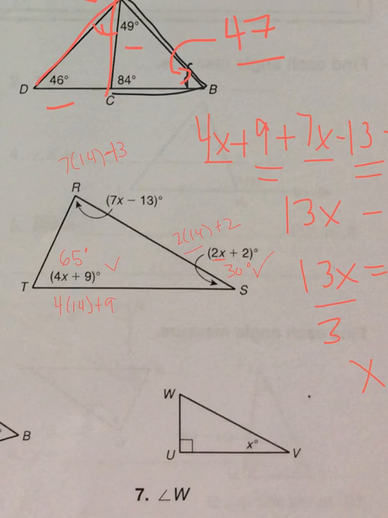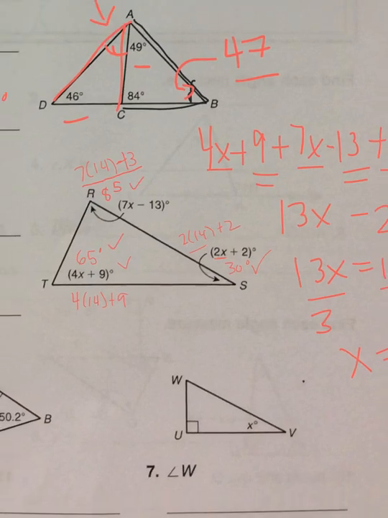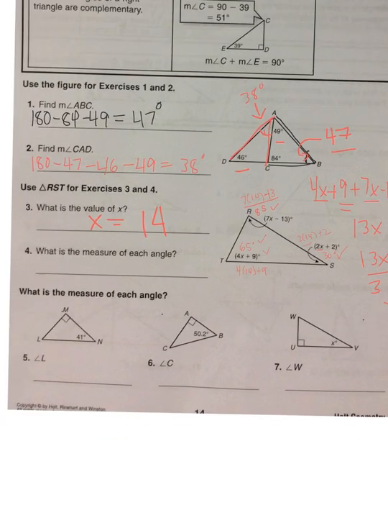So this 7 times 14 plus minus 13 is 85. So now if you add them, 65 plus 85 plus 30, that does give you 180. So what is the measure of each? Angle T equals 65. Angle R equals 85. And angle S equals 30. Okay?